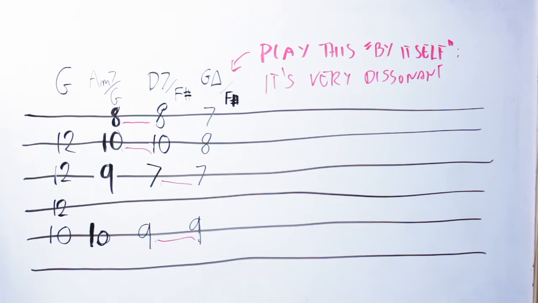Again, all the chords I'm playing right now, except for the first chord, the G major, all the others are dissonant chords, and yet they don't sound that dissonant.